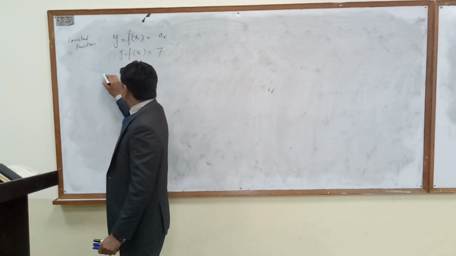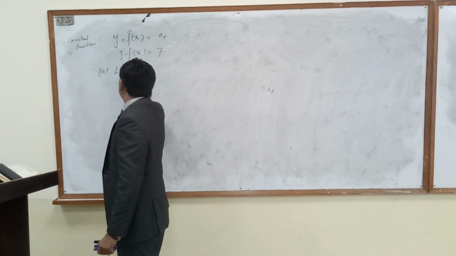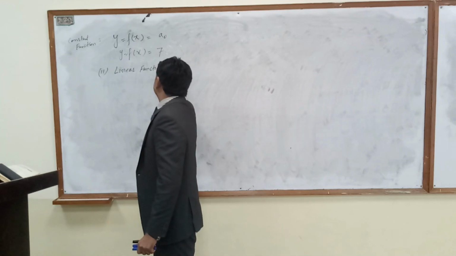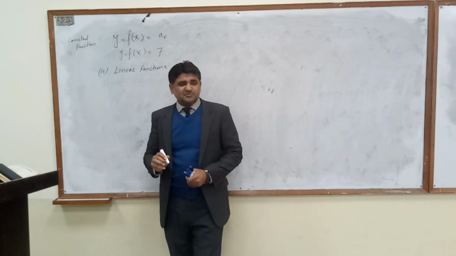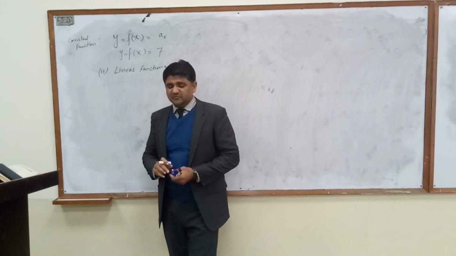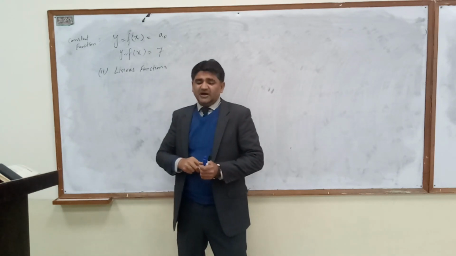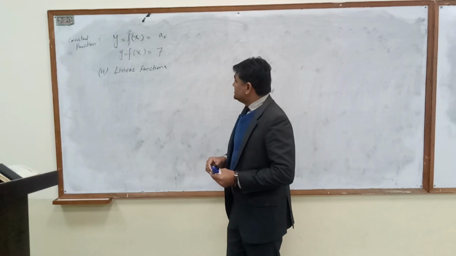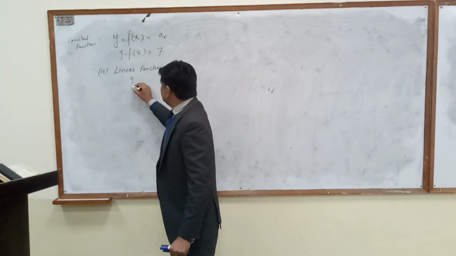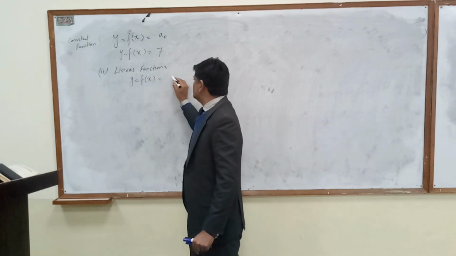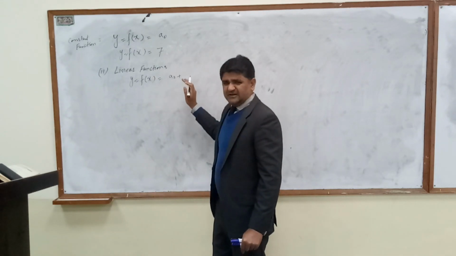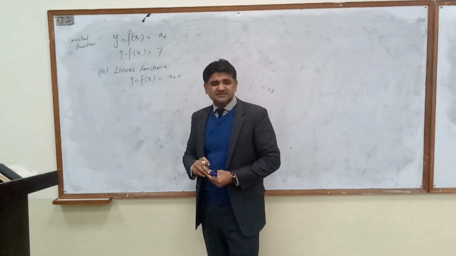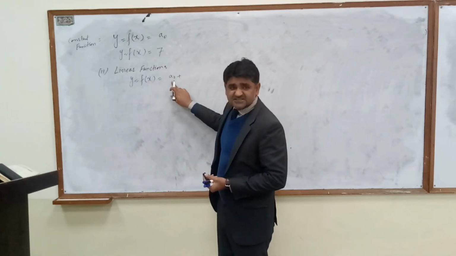So next one is linear function. Linear function, as you know, is where the power of variable is 1, maximum 1. Or we can name it first degree equation, a linear function. So the general form can be y is equal to f of x is equal to, suppose, a naught plus, you already know the slope intercept form, y is equal to mx plus k. What is a naught? That is k, that is constant.